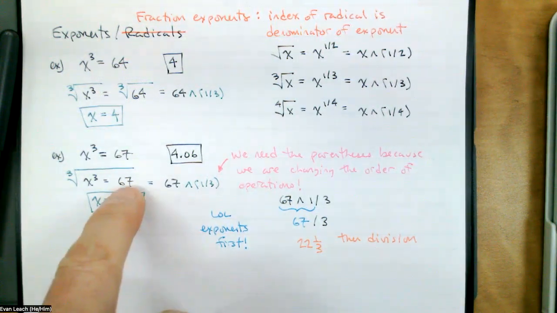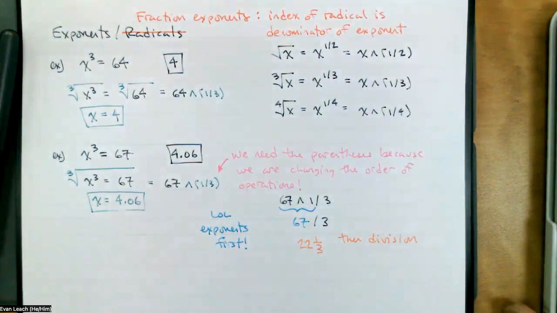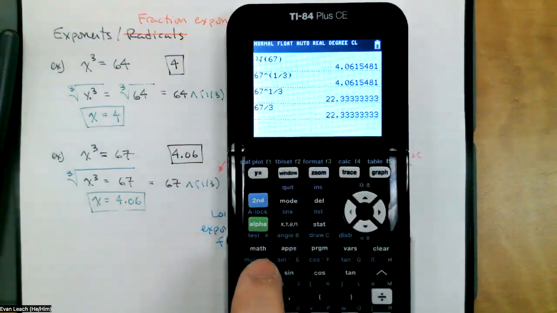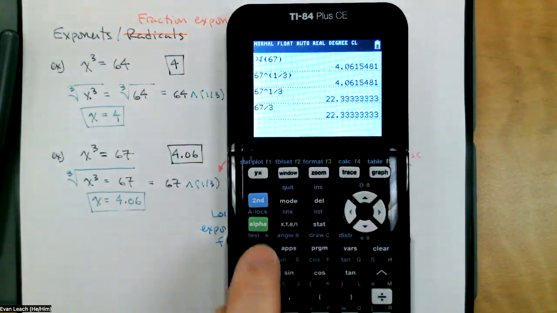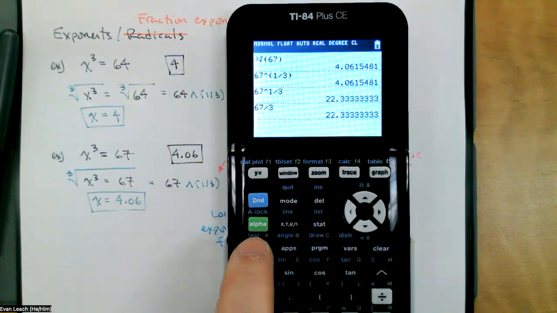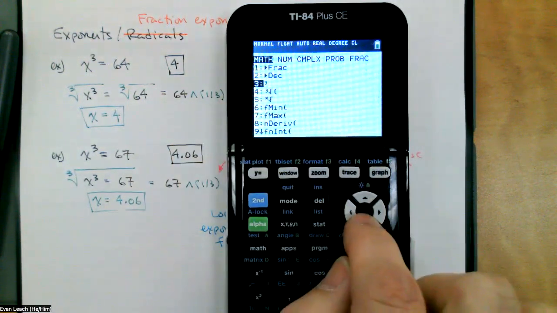The cube root of 67? Yeah. So on the calculator, if you want a cube root, that's going to be in the math menu. So press the math button and then scroll down. Number 4 is a cube root.